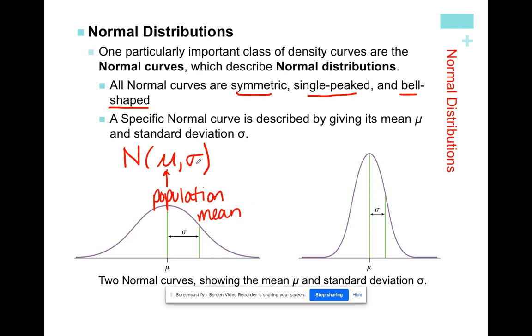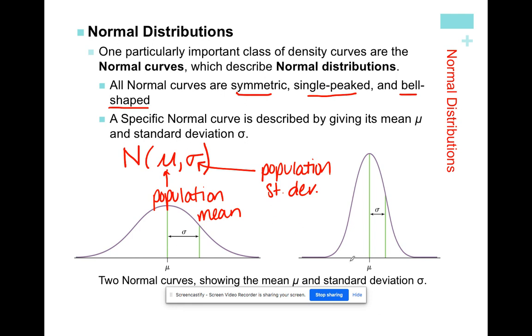Remember that x bar that we saw in chapter 1 was our sample mean. So this mu is describing the entire group. x bar just describes the sample or the subgroup. Sigma here is our population standard deviation. So in chapter 1, we focused on s sub x. That was our sample standard deviation. Sigma is the standard deviation of the whole group, of the population.